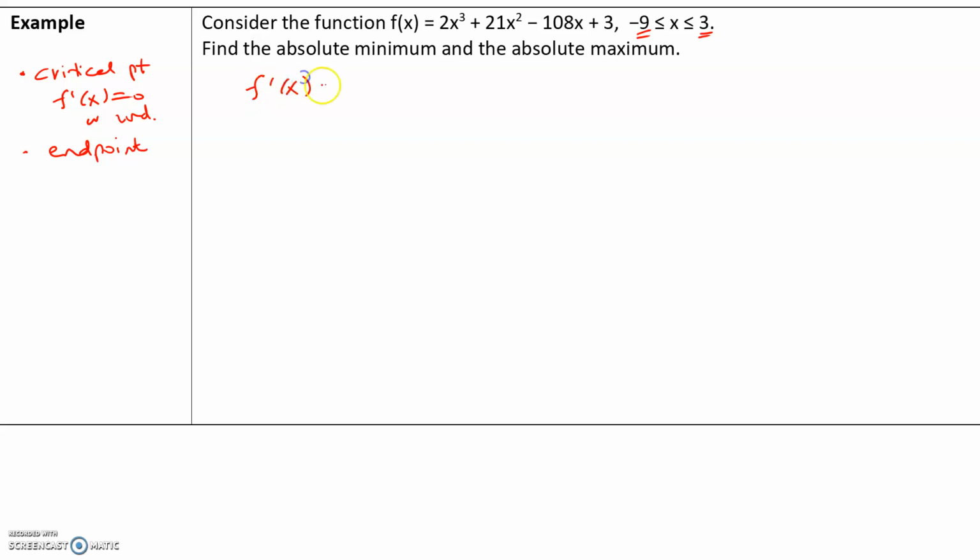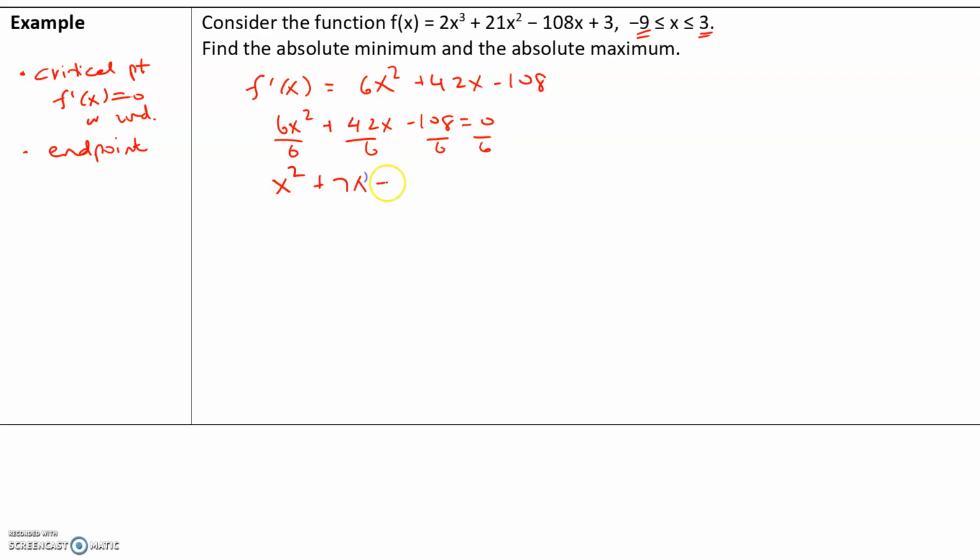So for our critical points, we need to find f prime of x, which is going to be 6x to the second power plus 42x minus 108. And we want to figure out where this is undefined. It's not undefined anywhere because we're not dividing by a variable, but we could set it equal to 0. And then I'm going to simplify this by dividing by 6. So I'm going to get x squared plus 7x minus 18 is equal to 0.